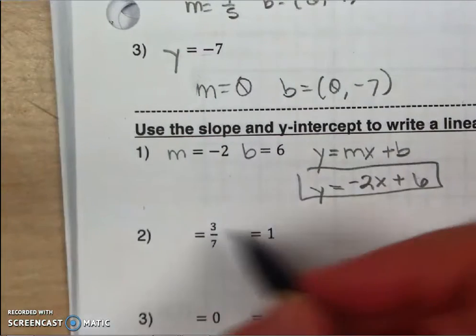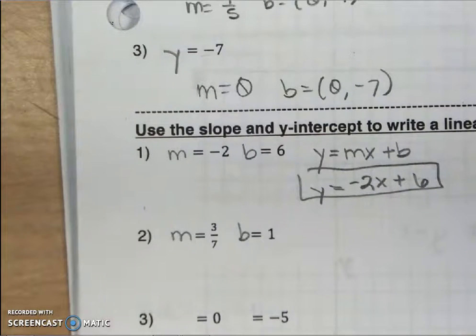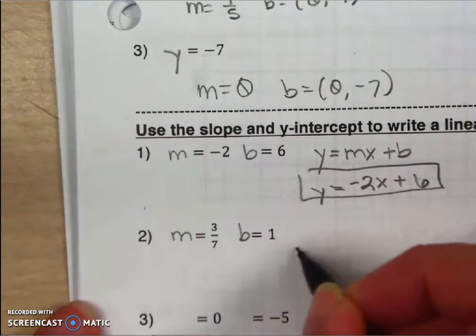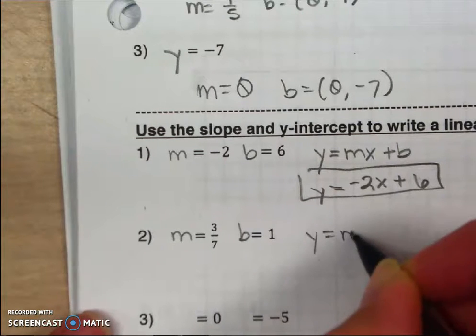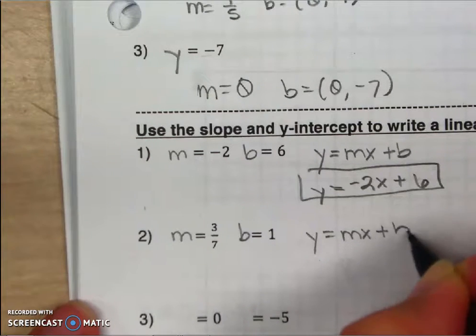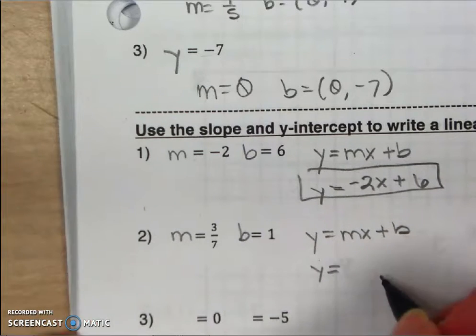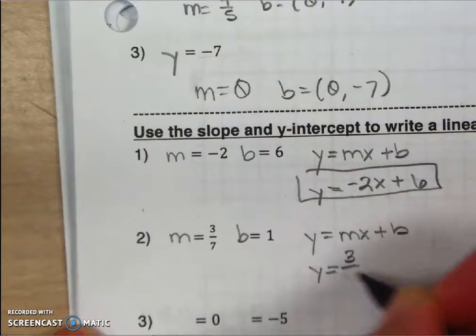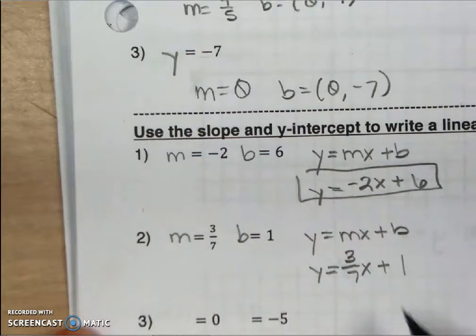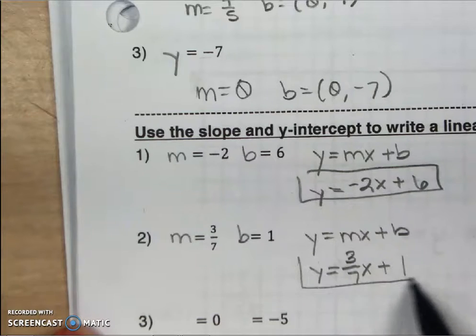All right, number 2, if m is 3/7 and b is 1, then that means we would have y equals mx plus b. Let's write that down first. Y equals mx plus b. Don't worry, there's a song for you to sing that goes with this one that we'll be singing tomorrow. You're welcome. So in this one, y equals 3/7 x plus 1, which means I'd start at 1 and go up 3, right 7, up 3, right 7, up 3, right 7.